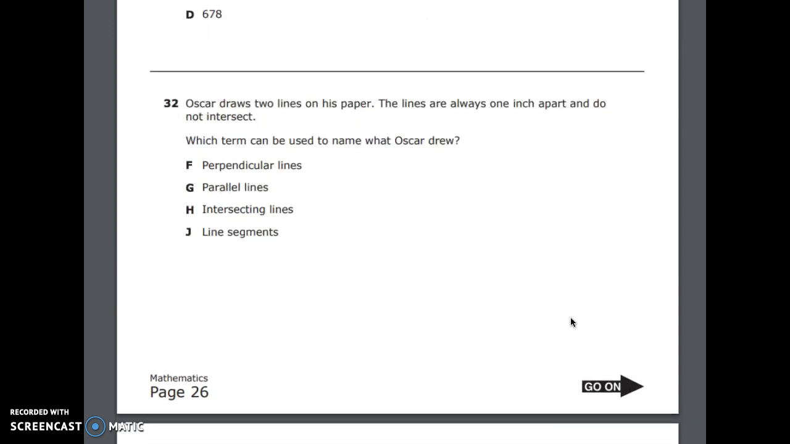Number 32. Oscar draws 2 lines on his paper. The lines are always 1 inch apart and do not intersect. Which term can be used to name what Oscar drew? F. Perpendicular lines. G. Parallel lines. H. Intersecting lines. J. Line segments.